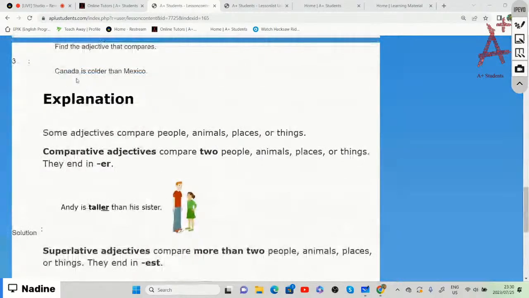All right, Canada is colder than Mexico. We now need to find the adjective that compares. So in the sentence, we're going to underline the adjective that compares, and then we are going to say if it is either a comparative adjective or a superlative adjective. Canada is colder than Mexico. We need to choose the adjective that compares within the sentence.